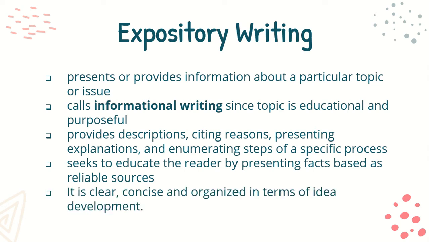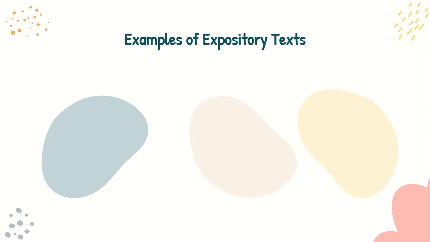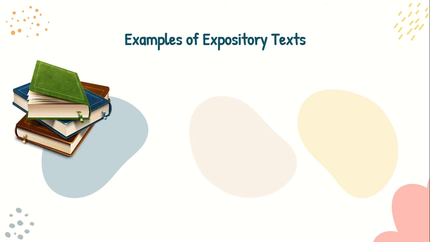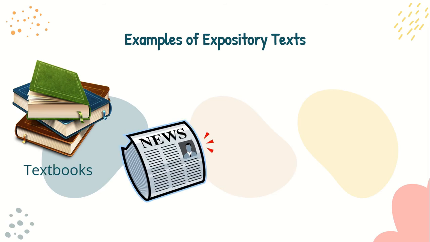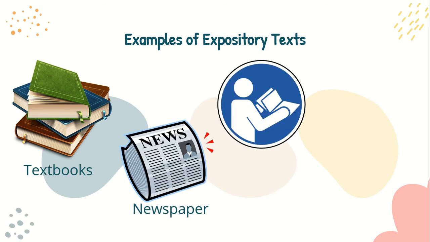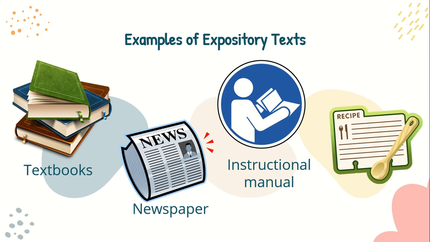Finally, expository text is clear, concise, and organized in terms of idea development. Some of the most common examples of expository text are textbooks, news articles, instructional manuals, recipes, among others.